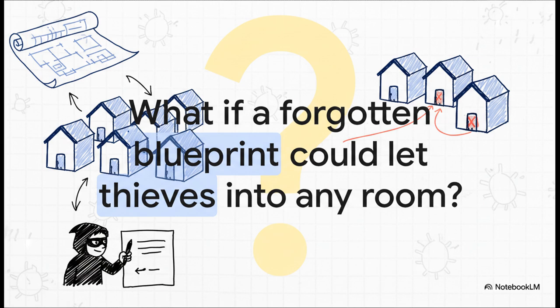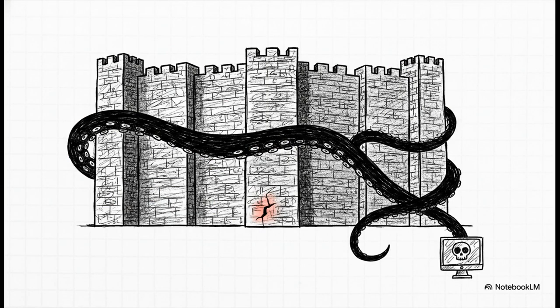Okay, so to really get your head around this, think about it like this. What if an attacker could secretly scribble a little change onto a single master blueprint? A change that creates a hidden backdoor, a backdoor that suddenly appears in every single house built from that plan. That is the kind of scale we're talking about here. And that's pretty much what these researchers found.